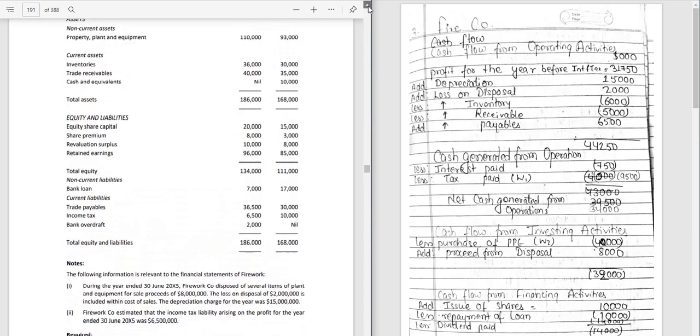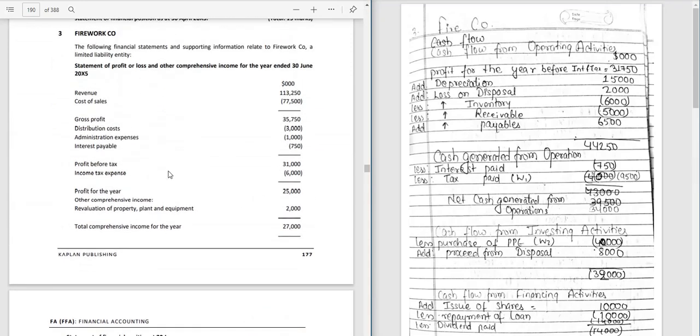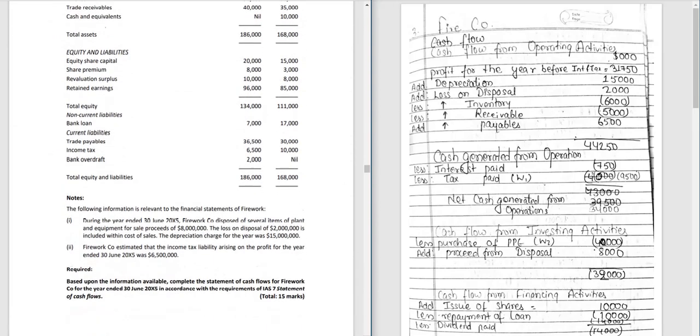So in the indirect method, we will start from the profit for the year that is given in the question. Here, we will take the profit before interest and tax. Okay, so here this is the profit before tax, and we will add this interest. So we will take the profit before interest and tax, okay, so it is 31,750. After that, we will add depreciation, which is given in the additional information below.